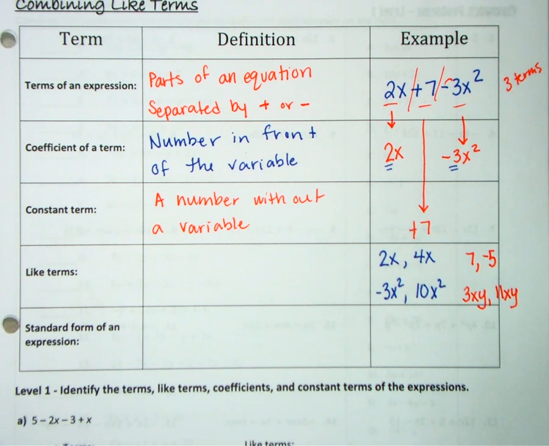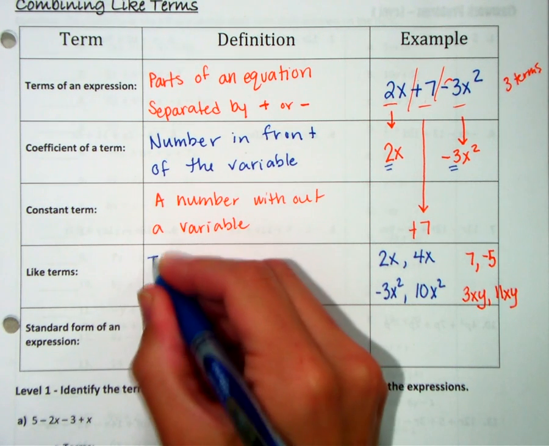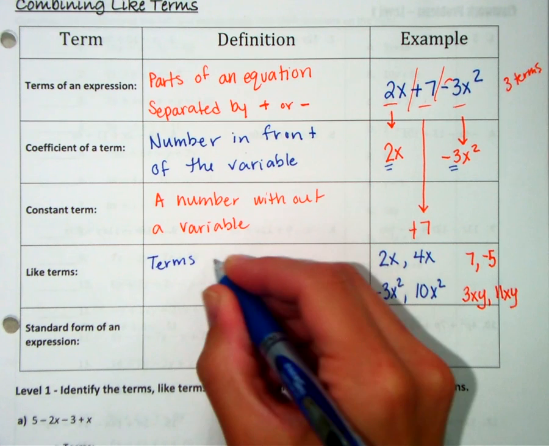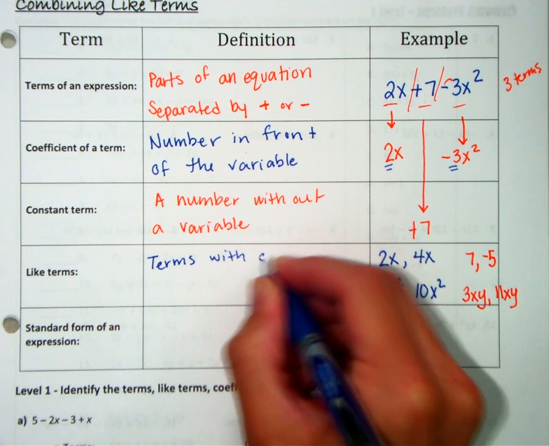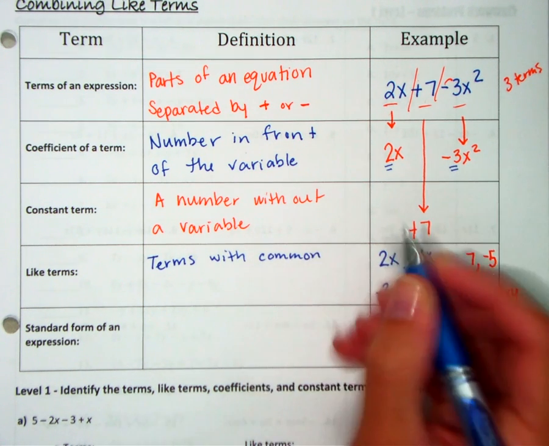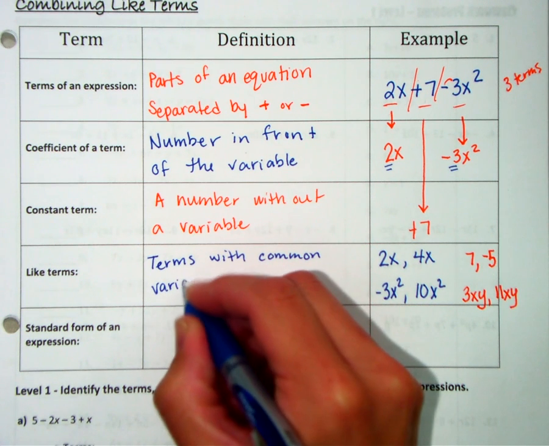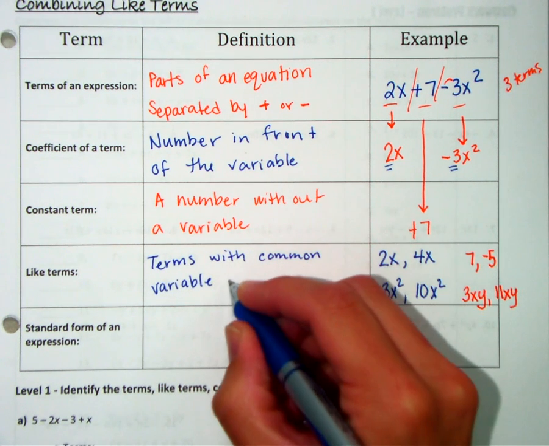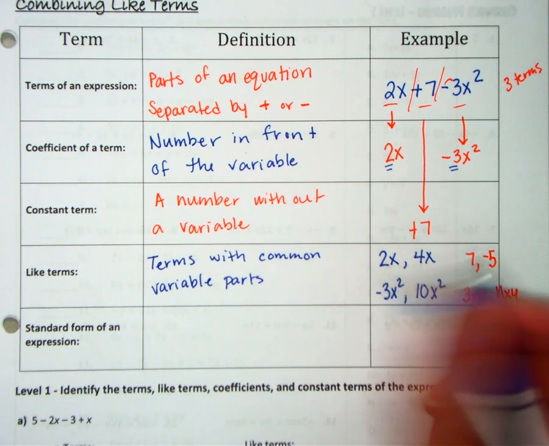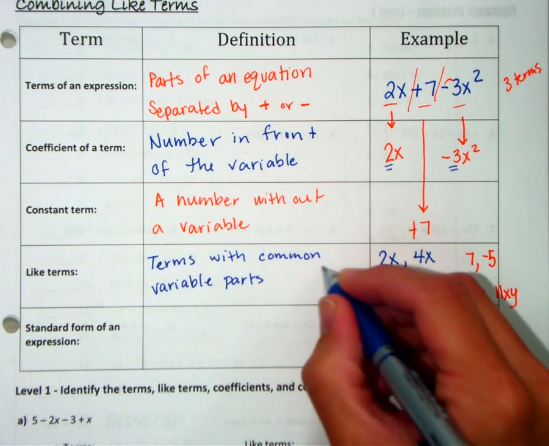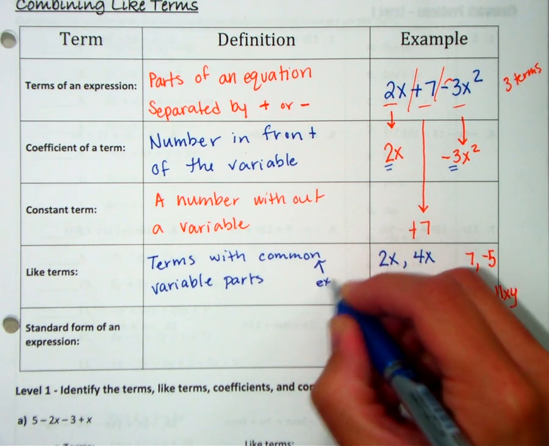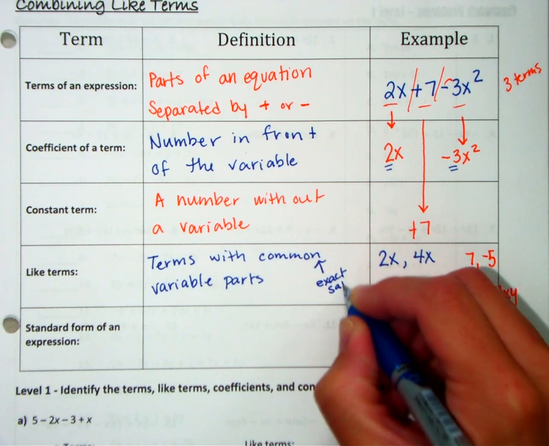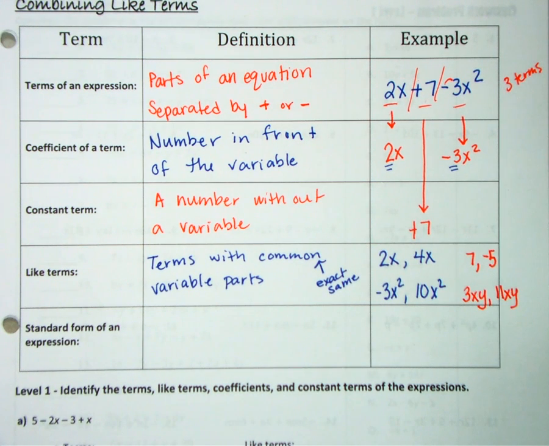Okay, so the variable piece has to be the same on the term in order for it to be a like term. Like terms are terms with common parts, with their variable parts being in common. And when I say common, I mean they have to be the exact same. You can't have 2x and 4y. Those are not the same.